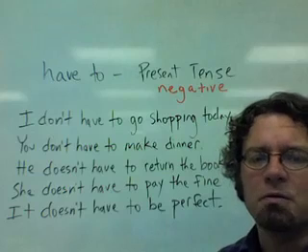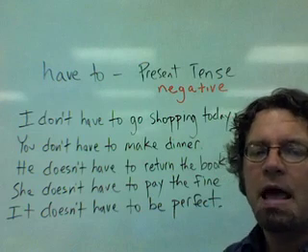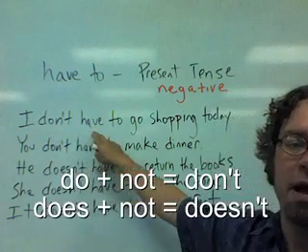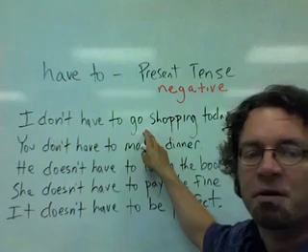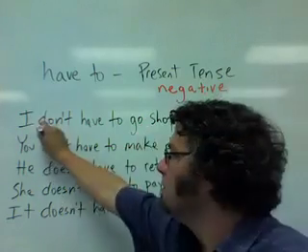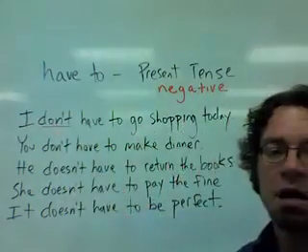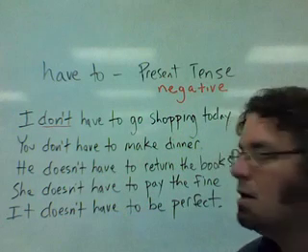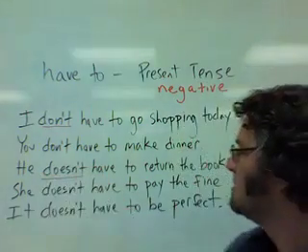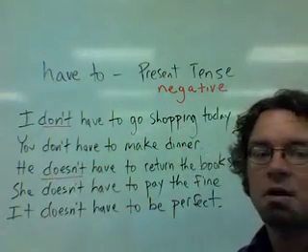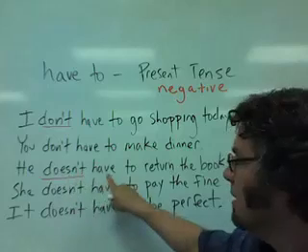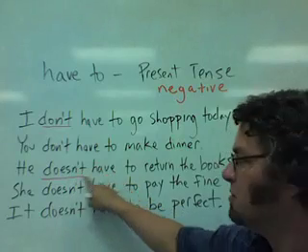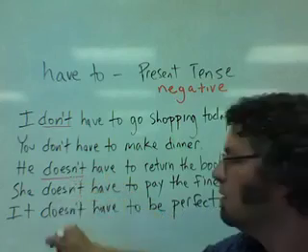To use have to in the present tense negative, add do and not in front of have to and then the main verb. I don't have to go shopping. You don't have to make dinner. He doesn't have to return the books. Notice that after doesn't, use have to, not has to. You just change the helping verb.